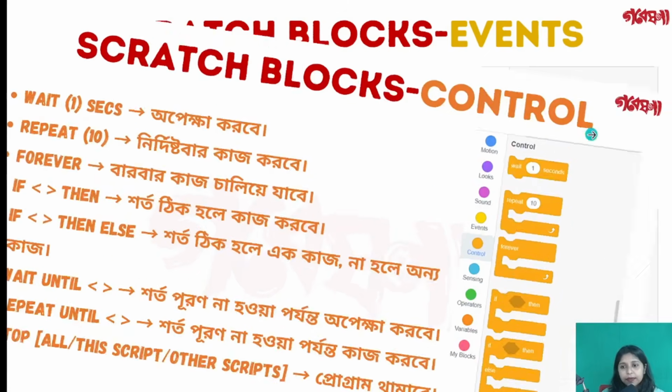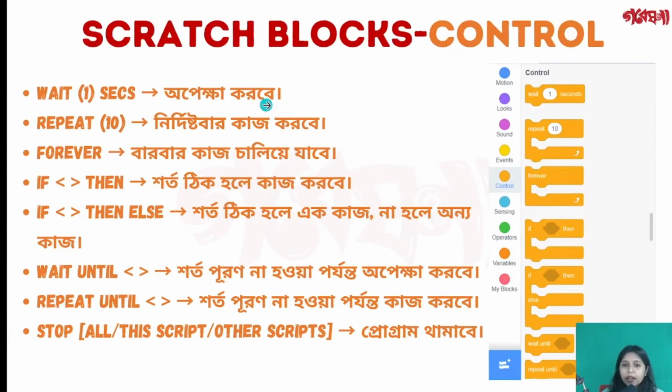And then control blocks. Wait 1 second, it will wait for 1 second. Repeat 10, it will repeat 10 times. Forever, the program will run continuously. This is a loop, the forever loop.